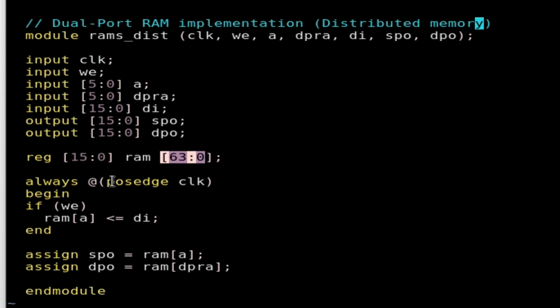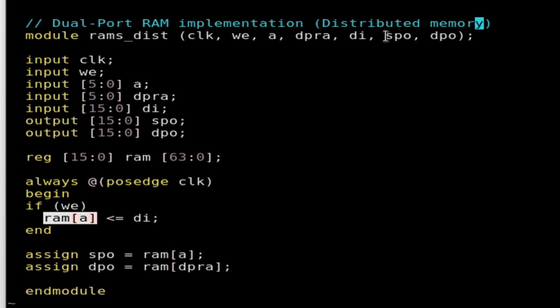Always at the rising edge of the clock, begin. Whenever write enable is high, whatever data is available at the input DI will go into the RAM location given by the address. This is how we write into the memory.